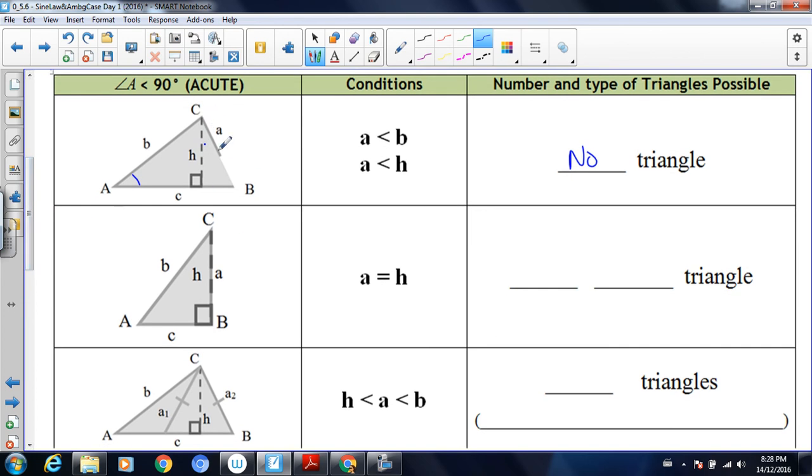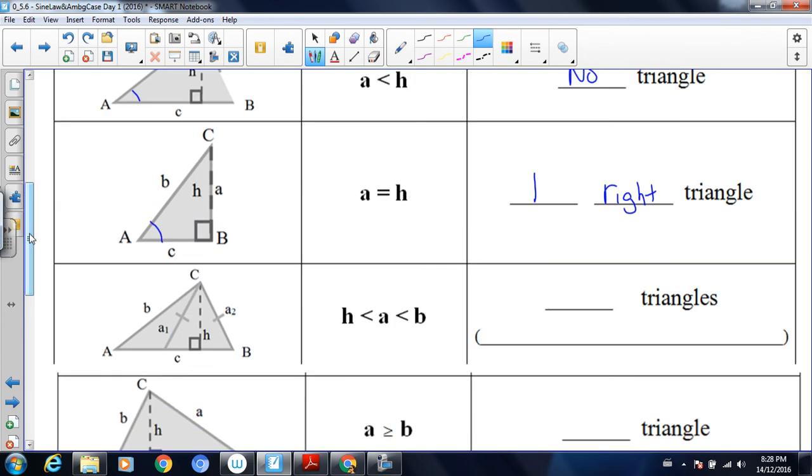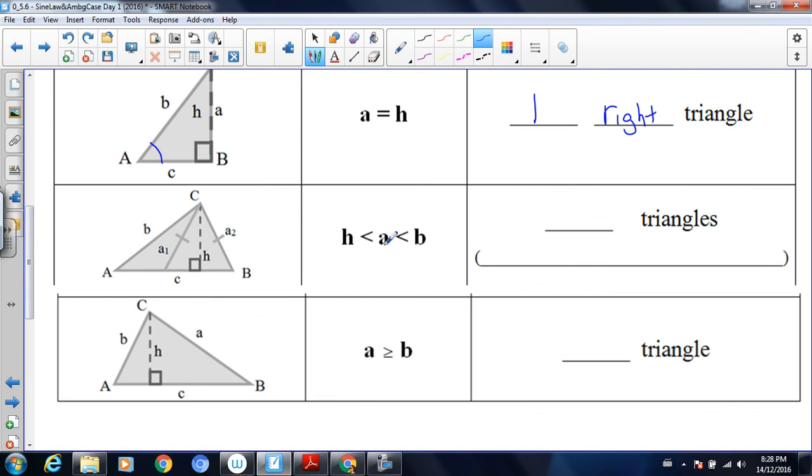Because side a is too small, like you saw in the investigation, to connect to this side, that's why there are no triangles. Now, if side a is equal to side h, so it's equal to the height, you have one right triangle. That means side a is your height. So when you calculate the height, and that is the exact same measurement as side a, you have one right triangle.